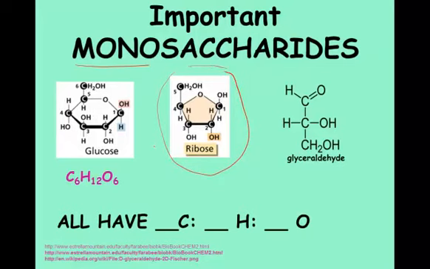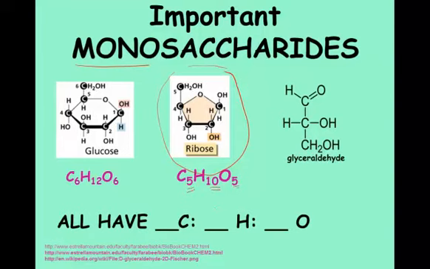It's part of our nucleic acid family of molecules, and we're going to talk about that in a little bit. But ribose is also a carb. It's a kind of sugar. And here's the chemical formula for ribose, C5H10O5. Notice it still has that ratio of twice as many hydrogens compared to the carbons or the oxygens.